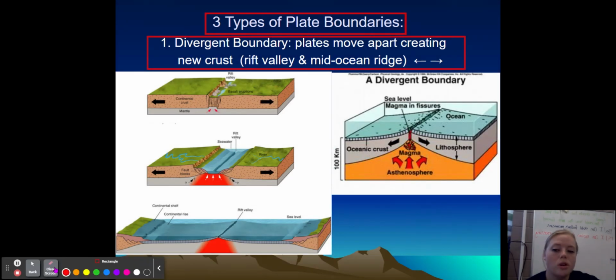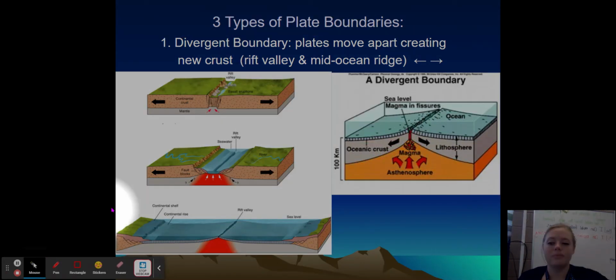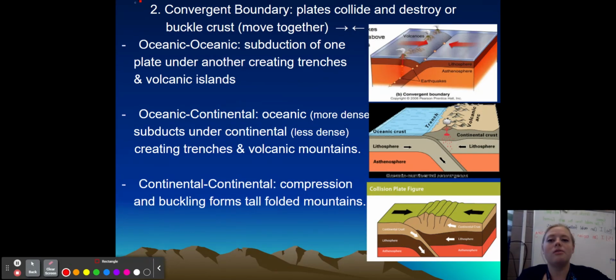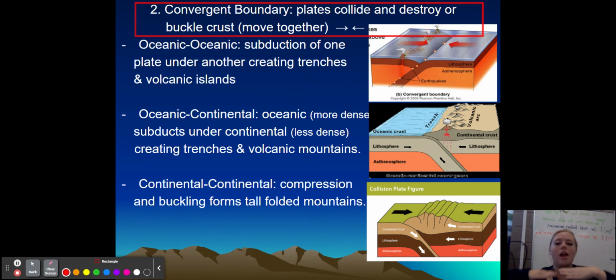All right, if you would, pause if you need to keep writing, and I'm going to continue on. All right, the second one is a convergent boundary. Again, write it all, because a convergent boundary is moving together. These 2 plates have 3 ways, 3, not 2, 3 ways that they could move.